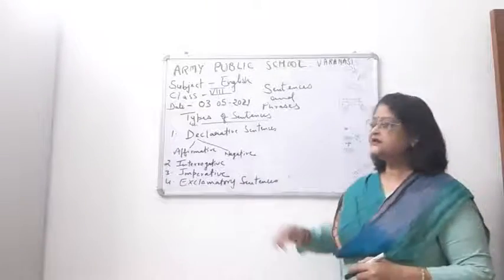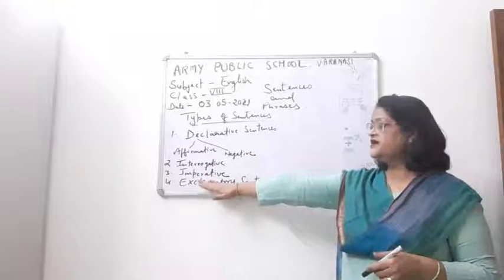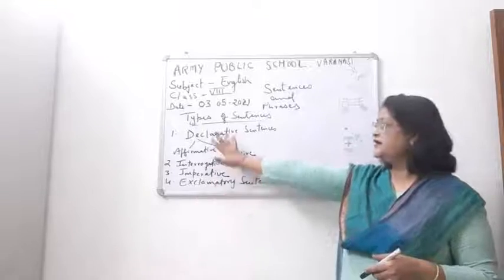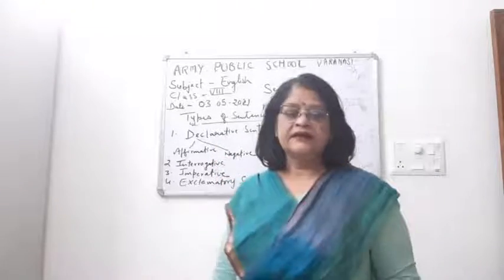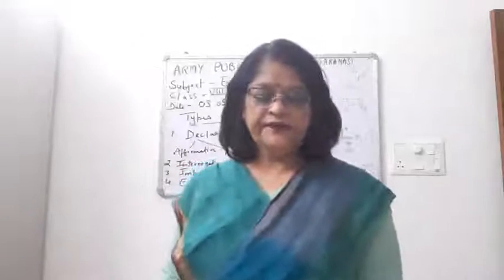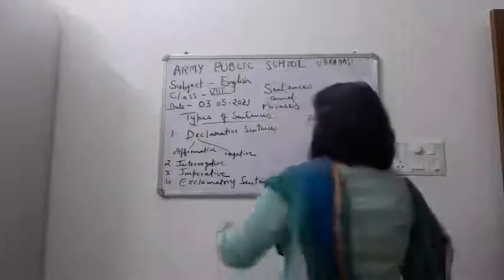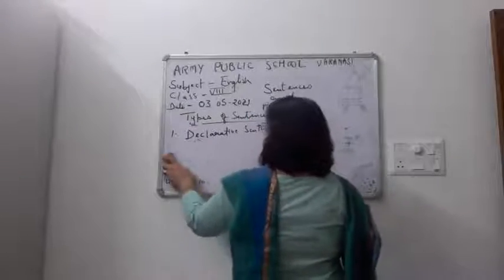Okay, so there are four types of sentences. First is the declarative sentence, second is interrogative, then imperative, and then exclamatory. In a declarative sentence, we have two parts, that is affirmative and negative. So one by one, I will be explaining. In declarative, I will be telling about affirmative and negative. Children, then interrogative, imperative, exclamatory. So what is a declarative sentence? Individually I will be explaining it to you. So, what is a declarative sentence?